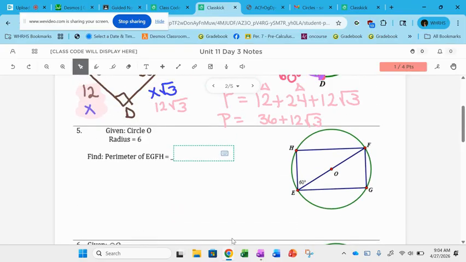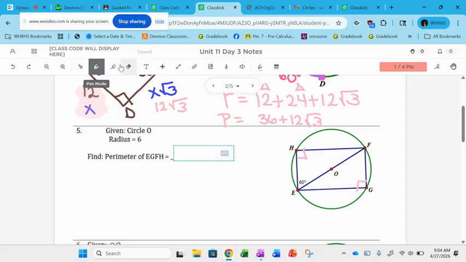Given circle O, the radius is 6. Do you guys see any right angles here? Which angles can I mark as right angles because of that theorem, inscribed angle intercepting the diameter? Do you guys remember that theorem? So which angles can I mark as right angles? Jay? You got it. Angle H and angle G.